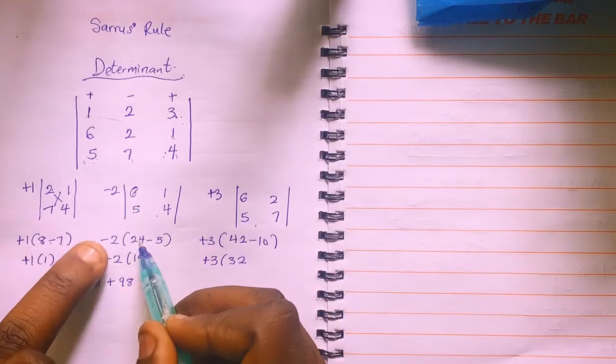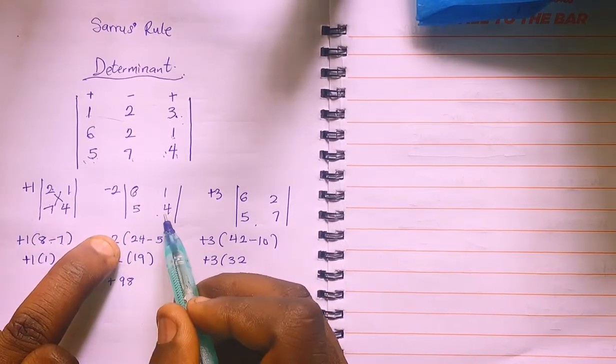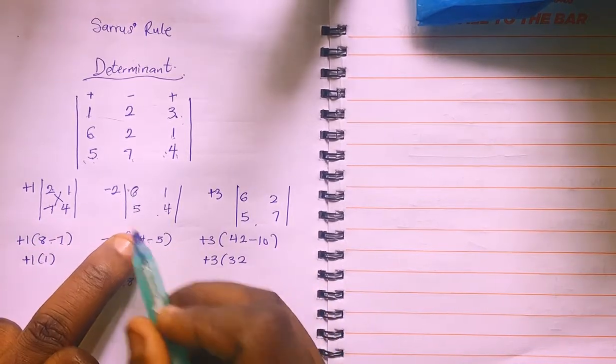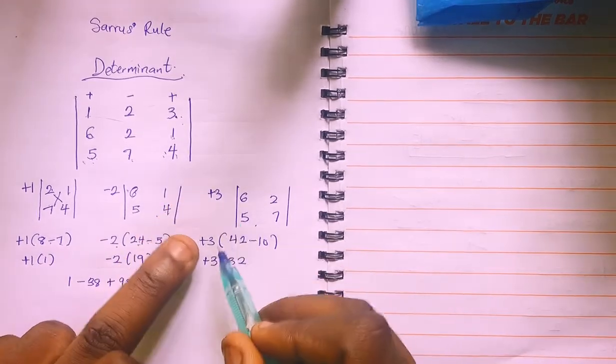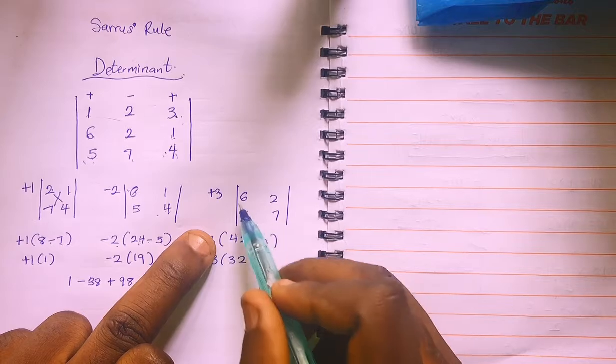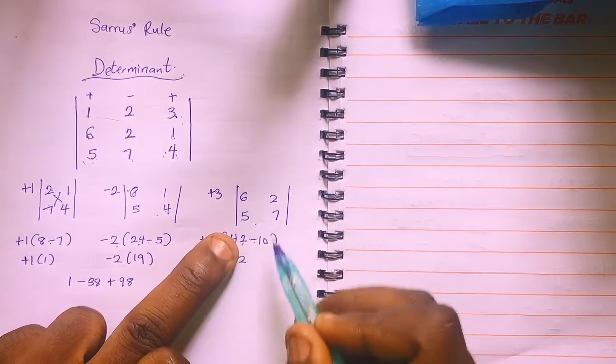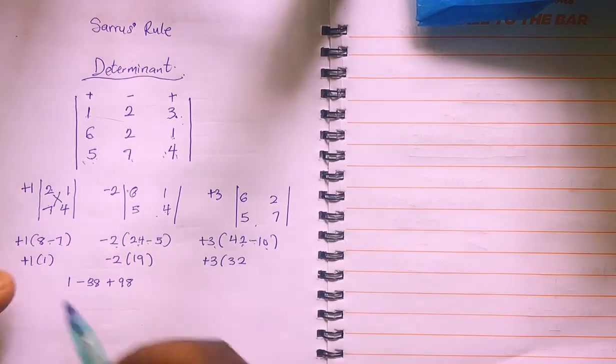Then you move to the next one. We are having minus 2 into bracket: 6 times 4 is 24, minus 5 times 1, which is 5. Close the brackets. You move to the third element. We are having plus 3 into bracket: 7 times 6 is 42, minus 2 times 5, which is 10. Close the bracket. Then remove the bracket.